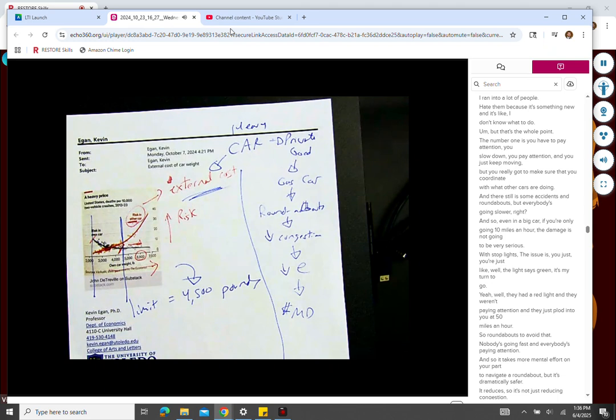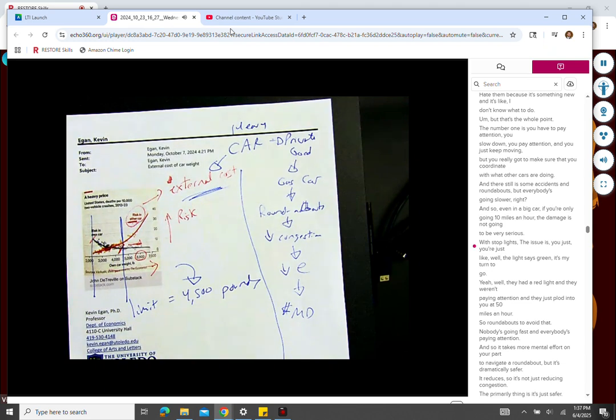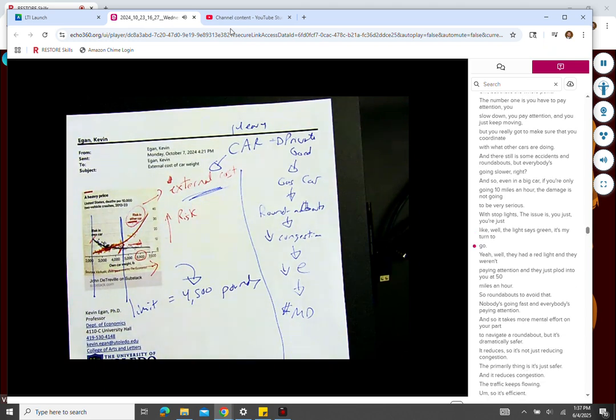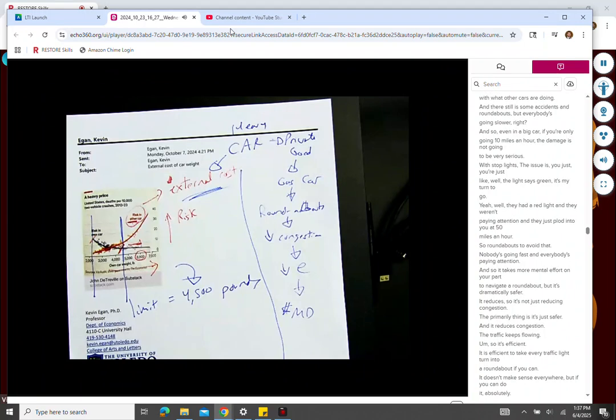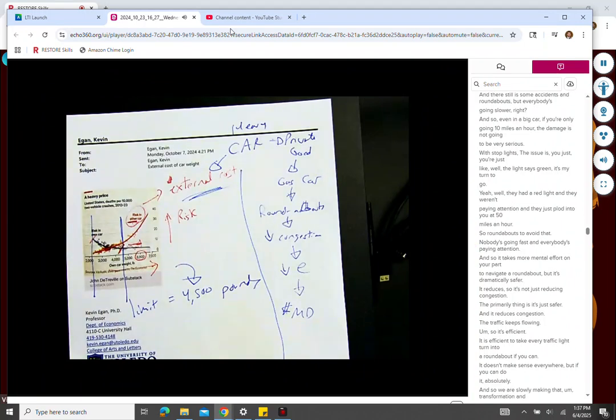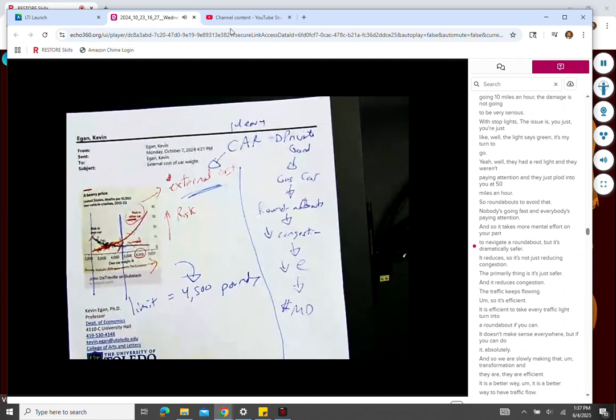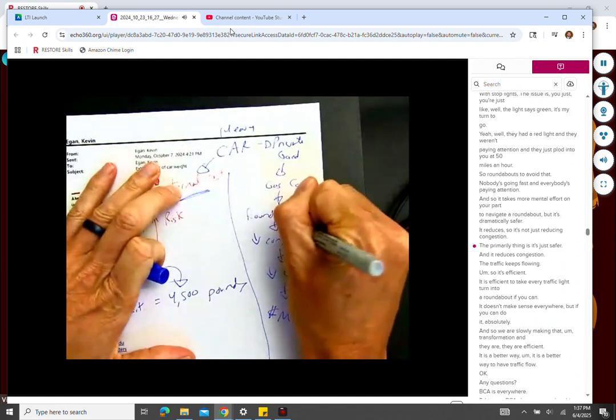With stoplights, the issue is you're just like, well, the light says green, it's my turn to go. Yeah, well, they had a red light and they weren't paying attention and they just plowed into you at 50 miles an hour. So roundabouts avoid that. Nobody's going fast, and everybody's paying attention. It takes more mental effort on your part to navigate a roundabout, but it's dramatically safer. It's not just reducing congestion. The primary thing is it's just safer.